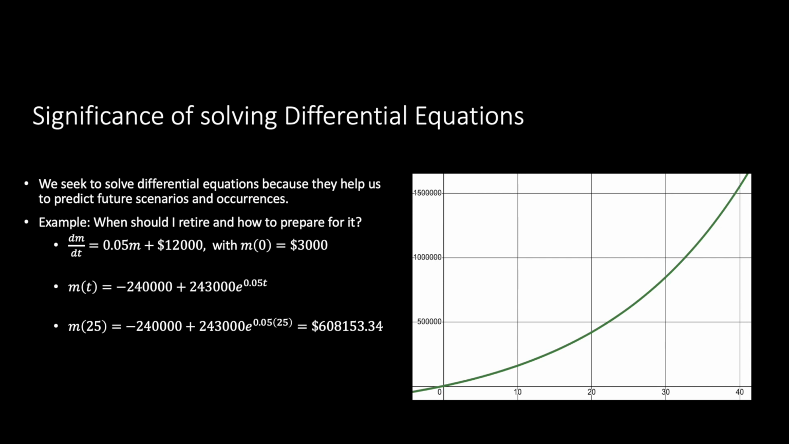The graph to the right shows if the individual does this same practice, then after 40 years they'll have $1.5 million. Notice how the graph increases exponentially. Thus, if you want to be rich, start saving and investing as soon as you can. We figured out this from differential equations.